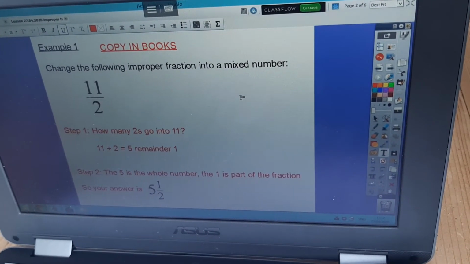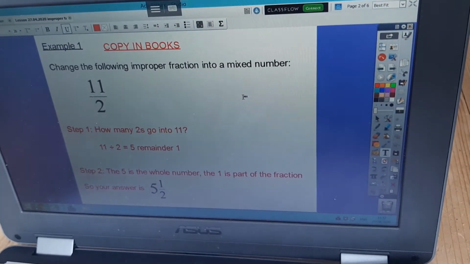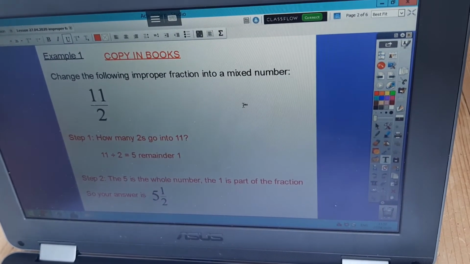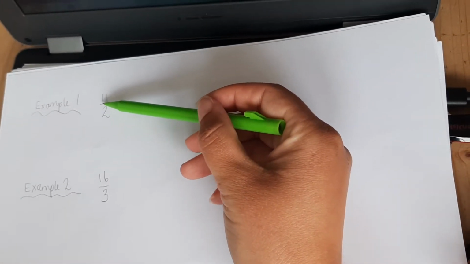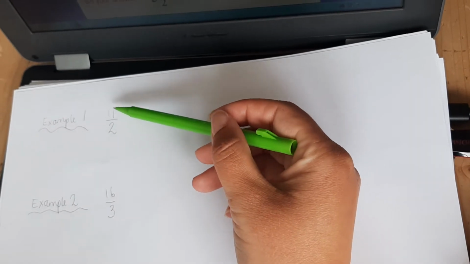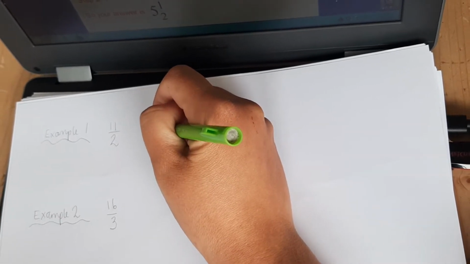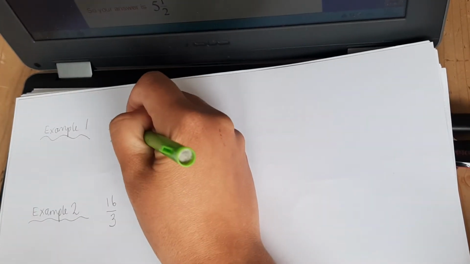So if we've got to change 11 over 2 into a mixed number, or 11 halves, you could say, we've got to think about firstly. So if we look down here, we've got 11 over 2. The first thing we need to think about is how many 2's go into 11, because that line there means divide. So how many 2's go into 11? Well, we know that there are 5 2's that go into 11, remainder 1. So 11 divided by 2 is 5, remainder 1.